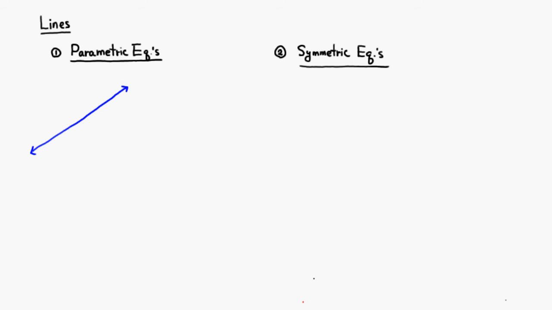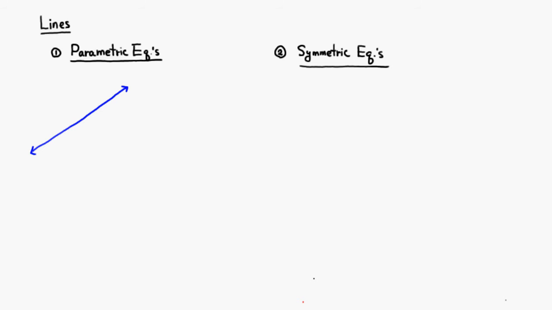All right, let's look at the equations of lines. There are a couple of equations we would like to look at. The first one is parametric equations, and the other one is a symmetric equation. All right, so let's draw a picture first.